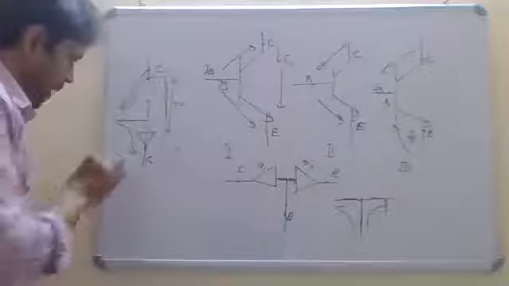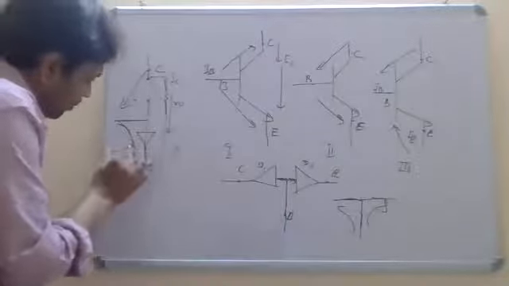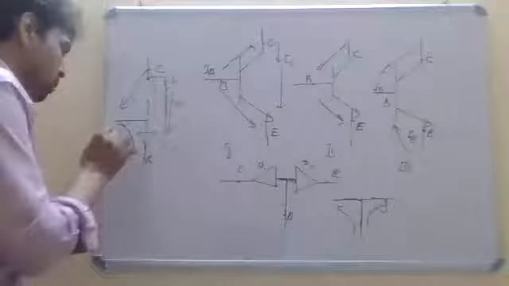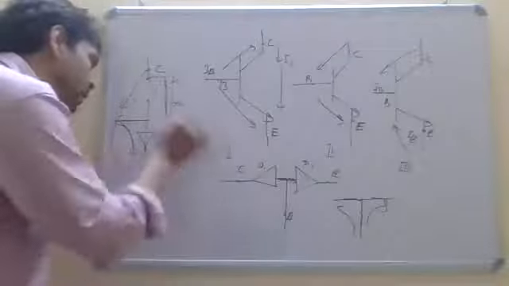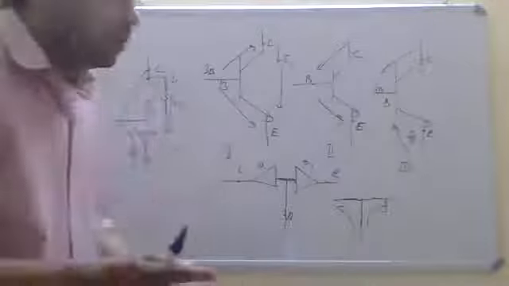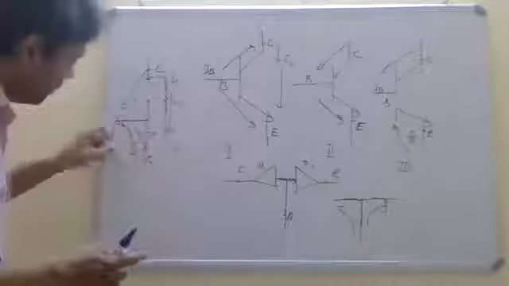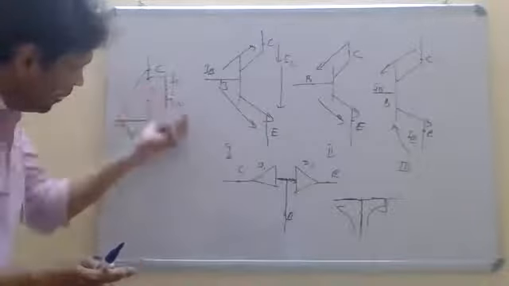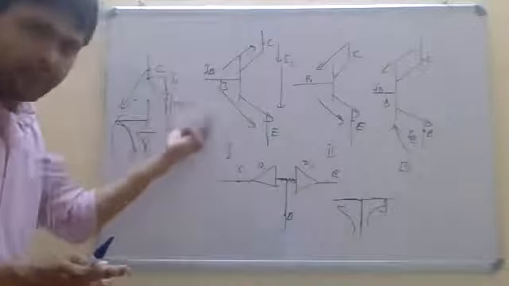To emitter, and here current going to base to emitter. So this part is input and this part is output. In this case, we are providing some voltage or current, and we are getting output from here. You know that very well.